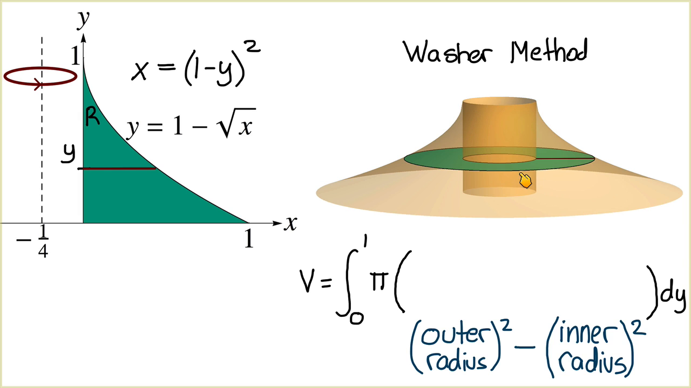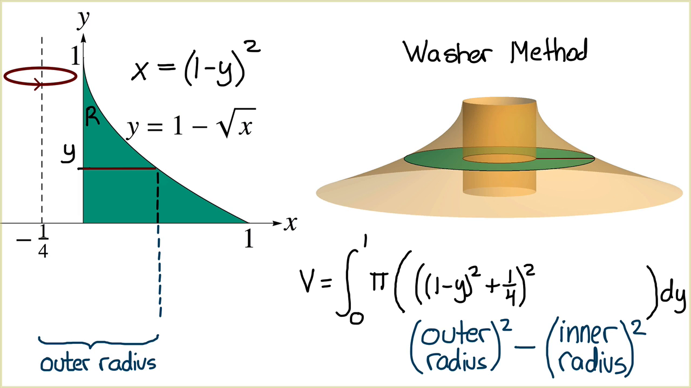In this case, the outer radius, which is the radius of the outer circle on the washer, is equal to the horizontal distance from the line x equals -1/4 to the curve x equals 1 minus y squared. And this equals 1 minus y squared minus a -1/4, or 1 minus y squared plus 1/4. So the outer radius squared is 1 minus y squared plus 1/4 squared.